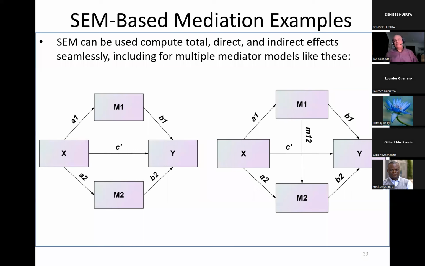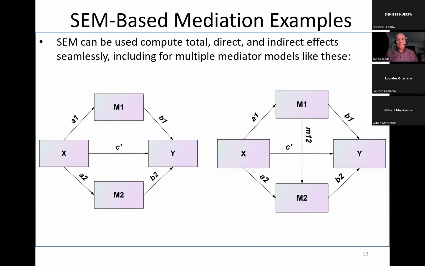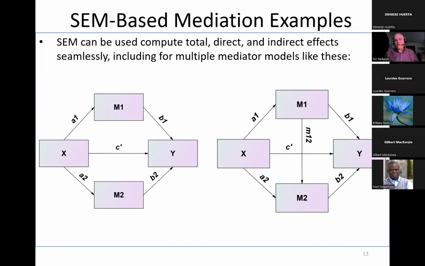So here are a couple of small examples. On the left-hand side, we have an exposure X leading to Y, but now we have two mediators. We postulate here that X influences Y through both M1 and M2. And whether you have M1 only, or M2 only, or M1 and M2 together in this kind of model, when you fit it with SEM software, it's all very easy and you get the indirect effects pretty seamlessly.